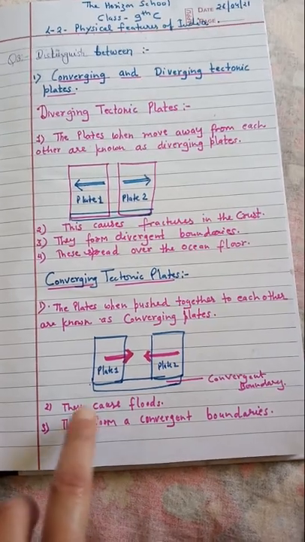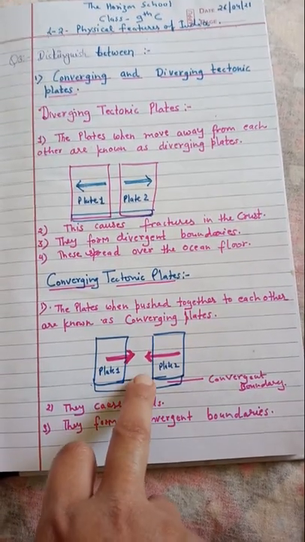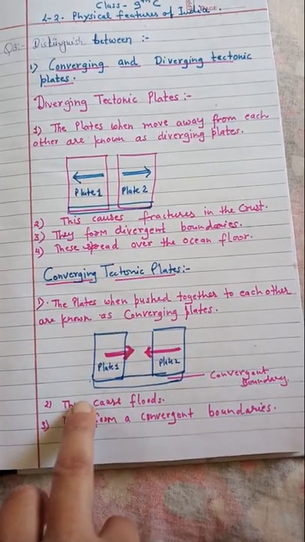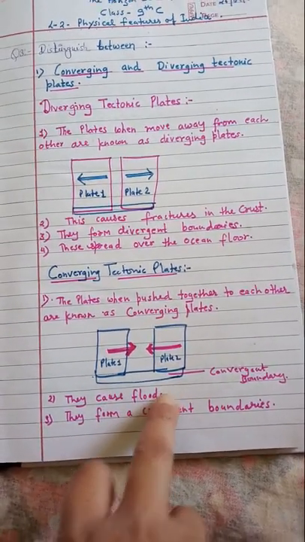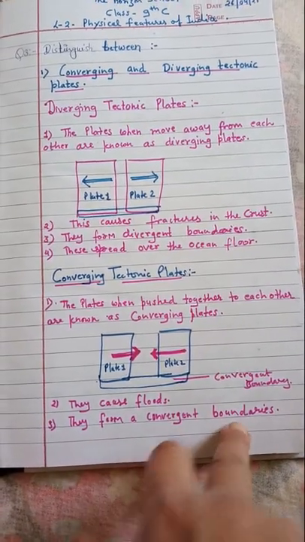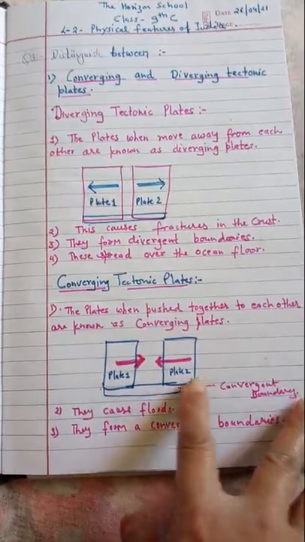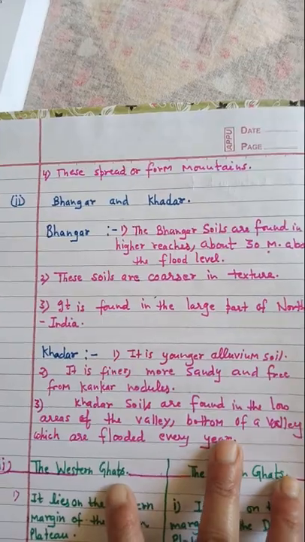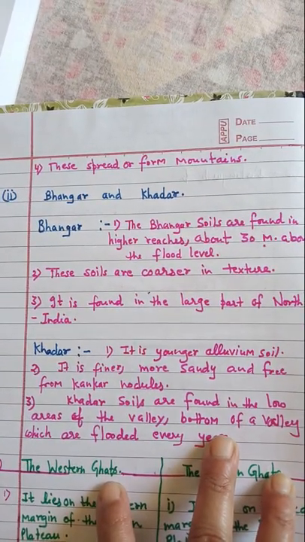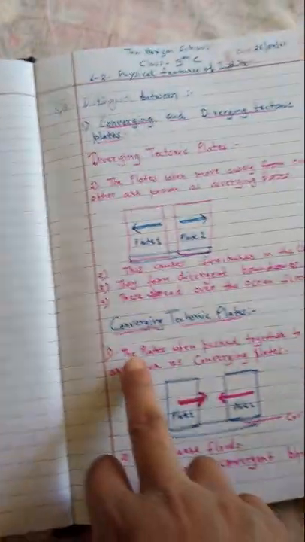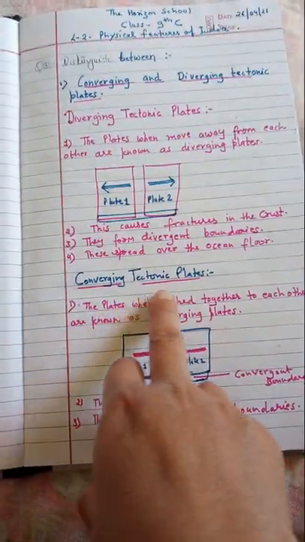Second feature of converging tectonic plates: they cause floods. When converging tectonic plates form, they result in floods. Obviously, as they are converging tectonic plates, they form a convergent boundary. Another feature of converging tectonic plates is that they form mountains.